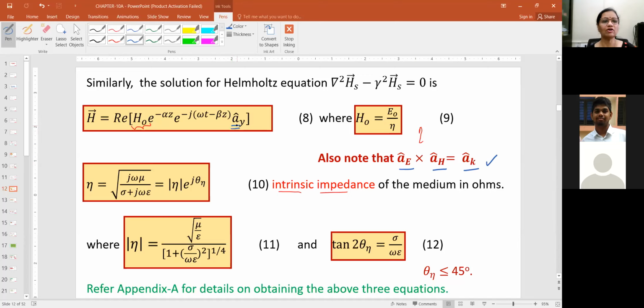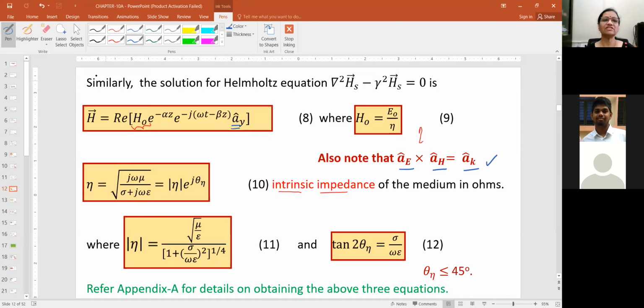Look at the magnetic field component direction. It is along the y direction, whereas your electric field was along the z direction. And propagation is along the positive, sorry. The magnetic field is along the y direction, the electric field is along the x direction, and the propagation is along the positive z direction. All three are mutually perpendicular to each other.